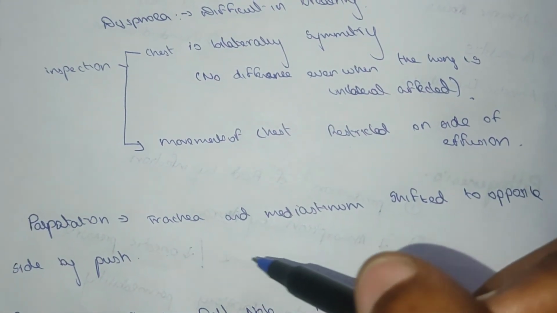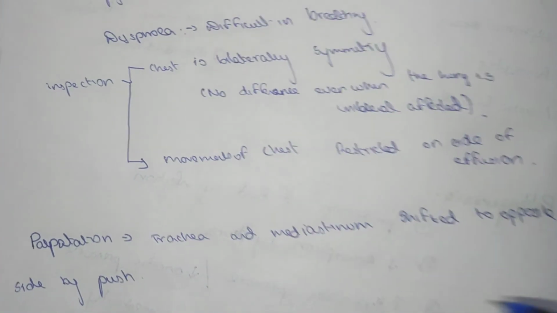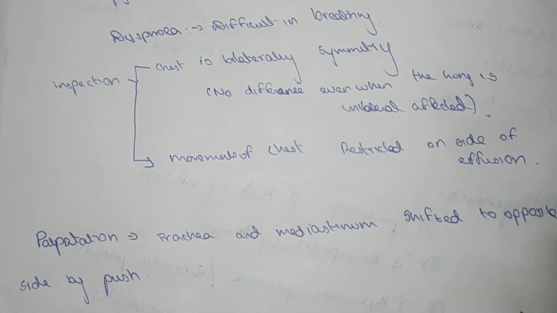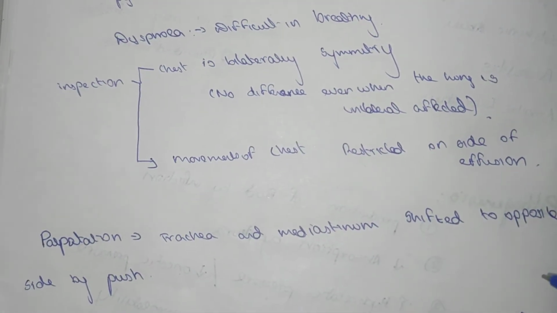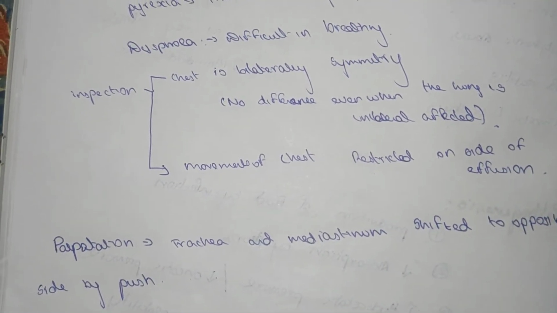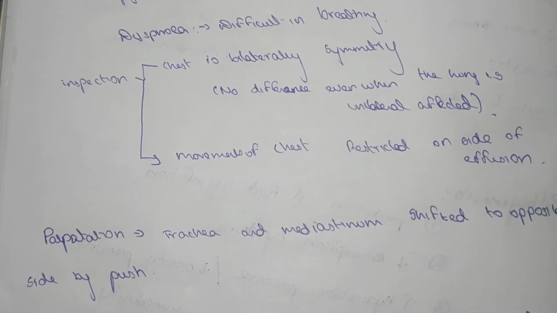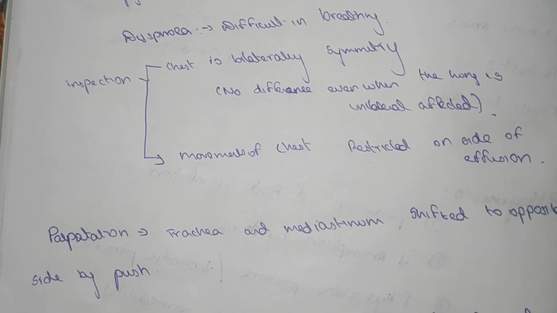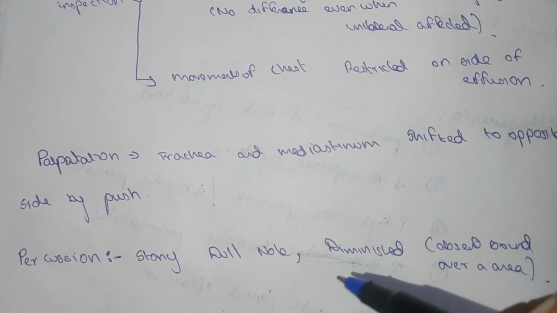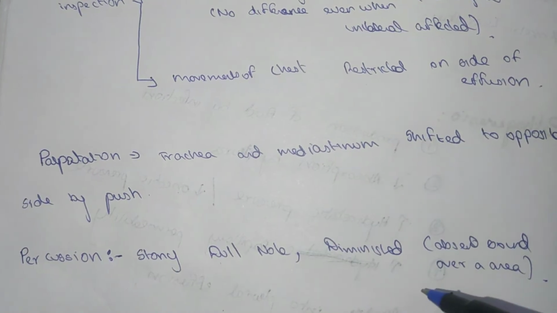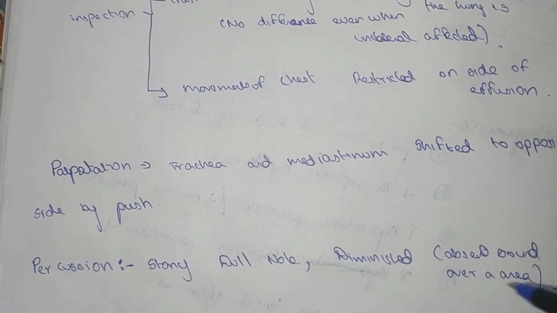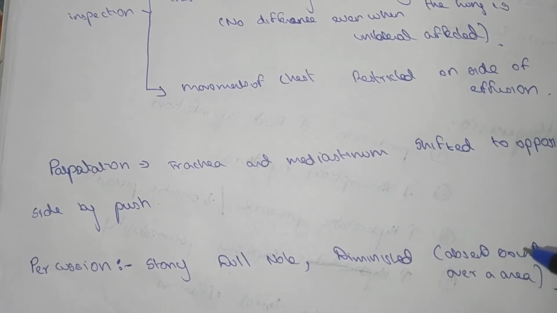Now we will see the palpation. After inspection, in palpation, we will touch and see. The trachea and mediastinum are shifted to the opposite side by the push. Percussion, there is a stony dull note as well as diminished or absent sound over the area.